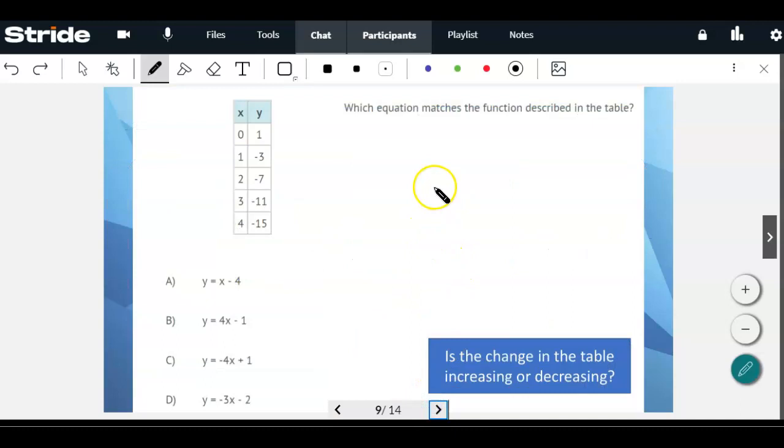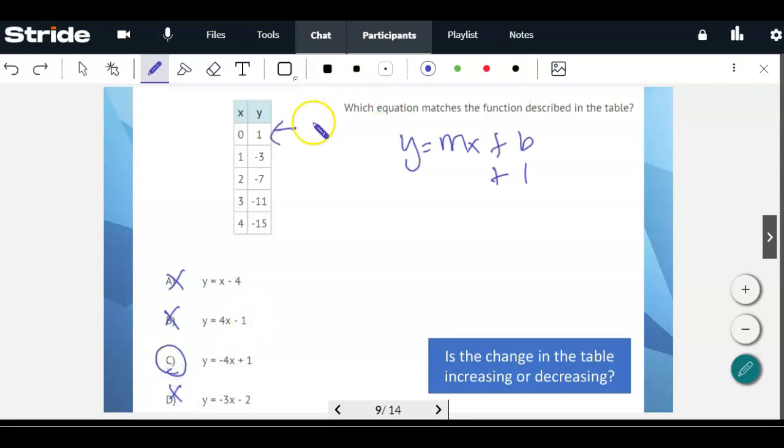Which equation matches the function described in the table? Okay, so we're going to start with this right here. So that is my b. So we have y equals mx plus b. We know that that part has to be plus 1. So you can look at this. That's not it. That's not it. There's only one that has the plus 1. So that was super easy, but let's go ahead and confirm the slope.